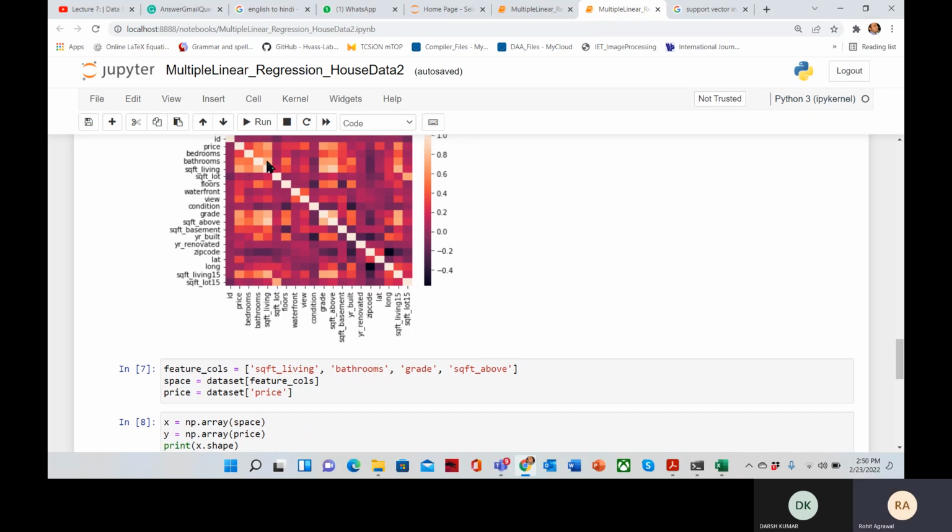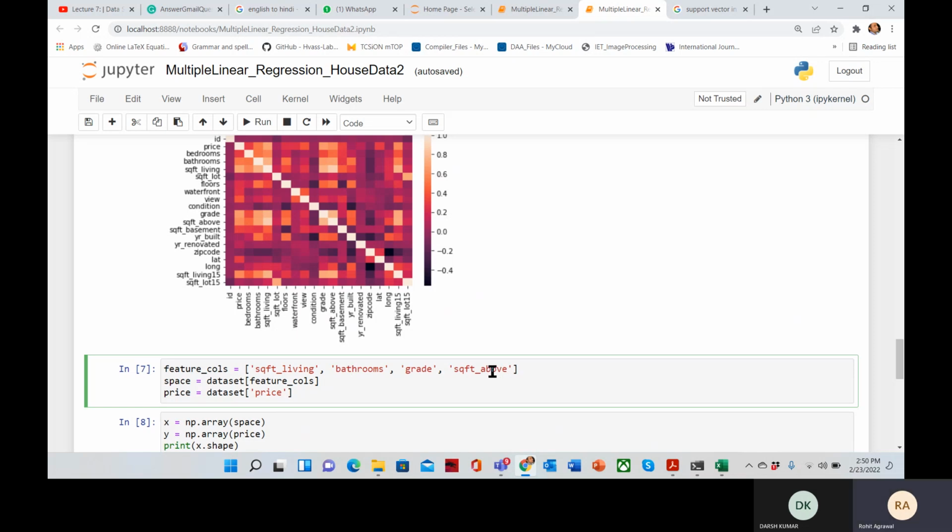So we are using bathrooms and square feet, you can see my cursor is visible. We are using these features. In the previous lab, we used only one feature. So we have selected more features right now: square feet living, bathrooms, grade, and square feet above. We used these 4 features.